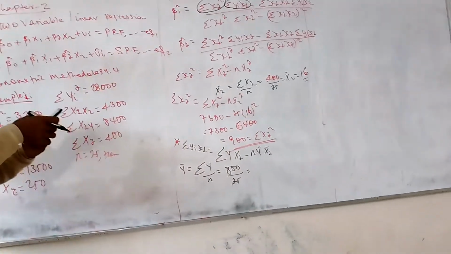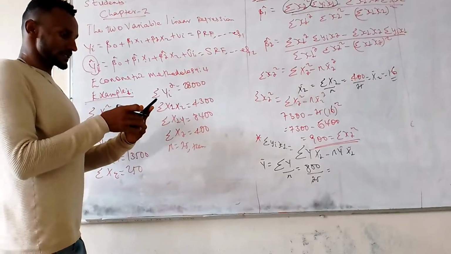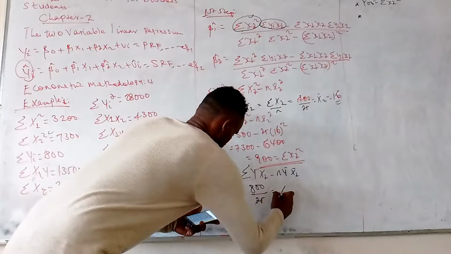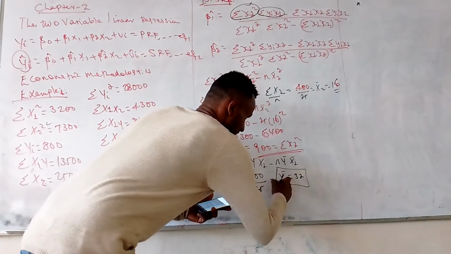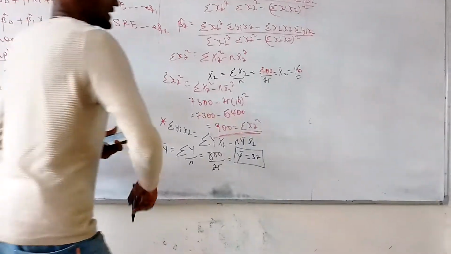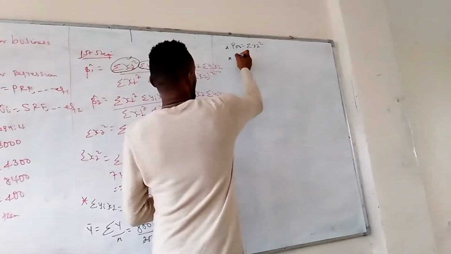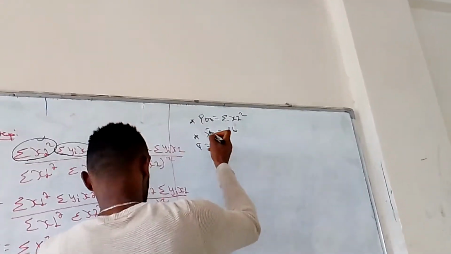Then let me use the mobile calculator again. 800 divided by 25. The mean of y is equal to 32. The mean of y is 32. Then let me document it again so that later we can use it. X2 mean is equal to 16. Y mean is equal to 32.